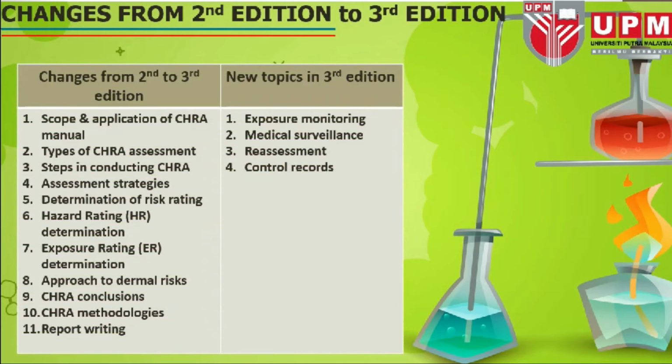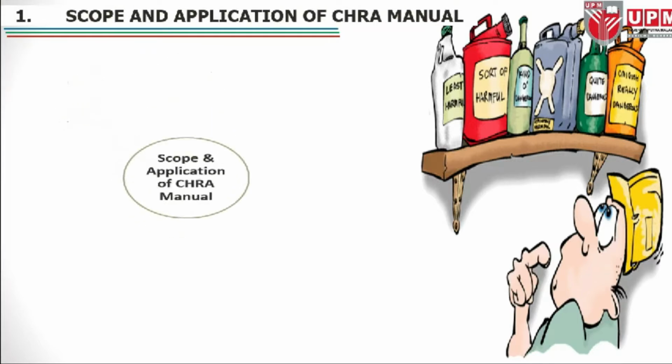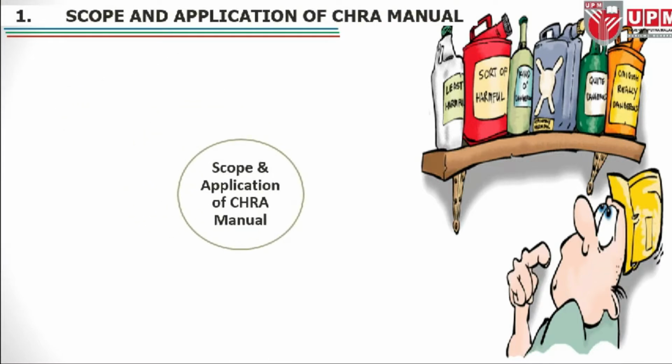We will go through chapter by chapter after this, but there is also a new topic in the 3rd edition, which is exposure monitoring, medical surveillance, reassessment, and also control record. In the 2nd edition, they did not mention the scope and application of the CHRA manual, but in the 3rd edition, there are 4 scopes that have been considered.